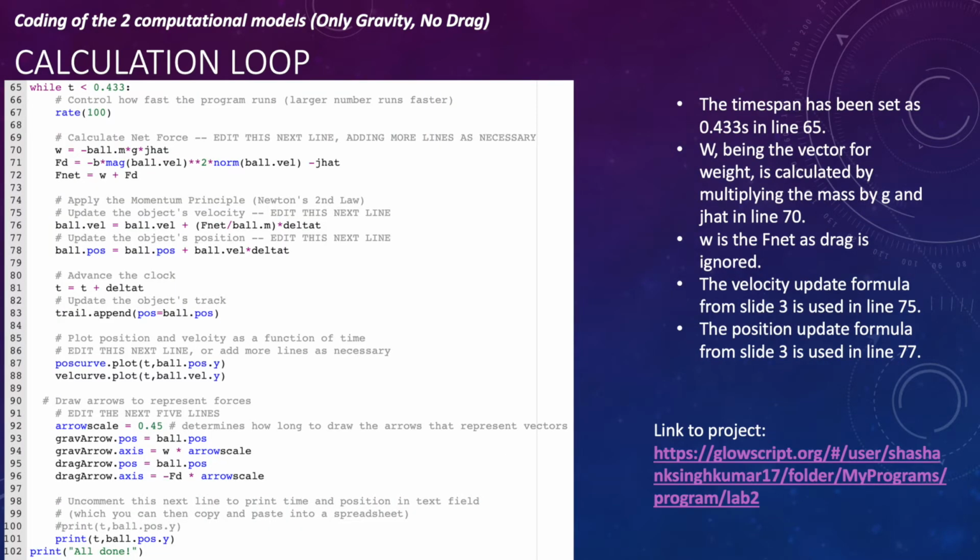The following is the calculation loop. The time span has been set as 0.433 seconds in line 65. W, being the vector for weight, is calculated by multiplying the mass by G and J hat in line 70. W is the F net as drag is ignored. The velocity update formula from slide 3 is used in line 75. The position update formula from slide 3 is used in line 77.